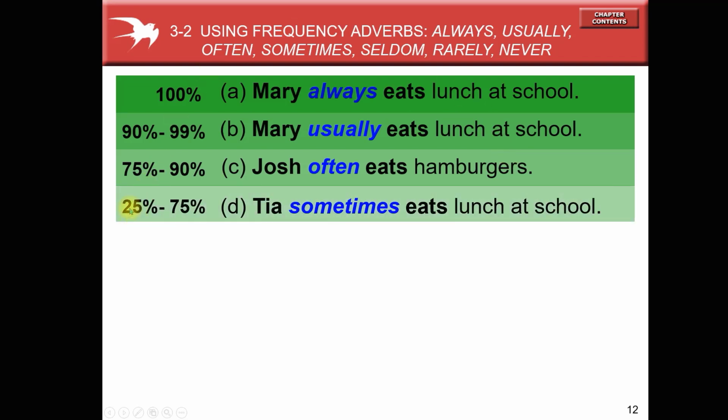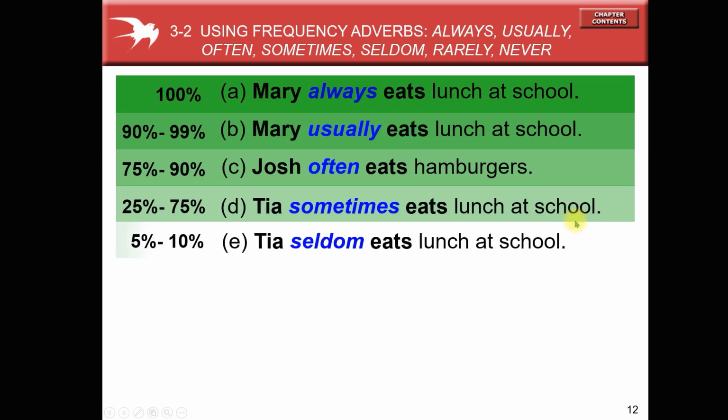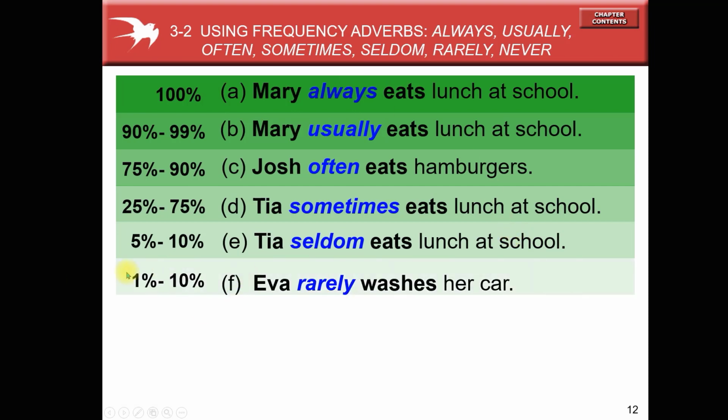From 25 to 75%, we use sometimes. Tia sometimes eats lunch at school. From 5 to 10%, we use seldom. Tia seldom eats lunch at school. From 1 to 10%, we use rarely. Eva rarely washes her car. Okay, and obviously 0%, it's never. Jay never goes to the zoo.